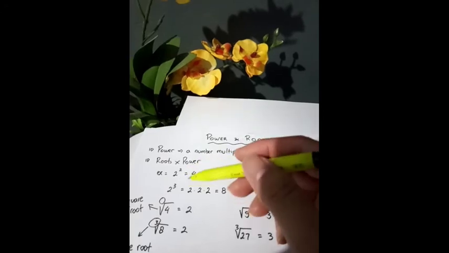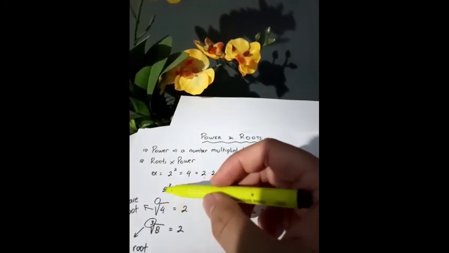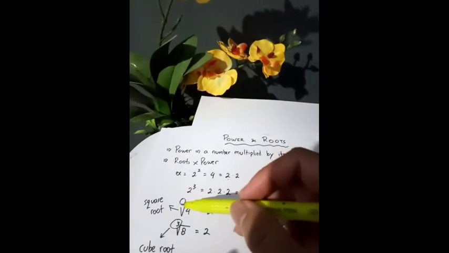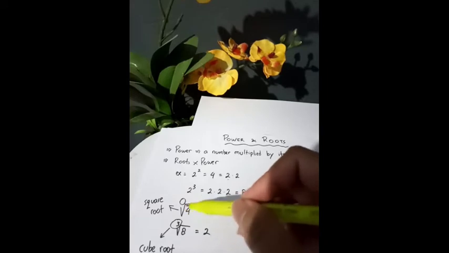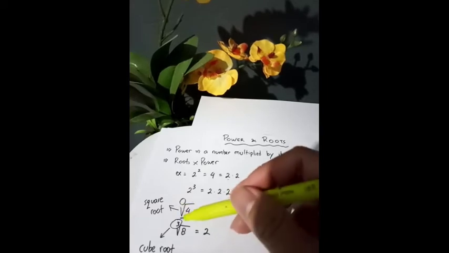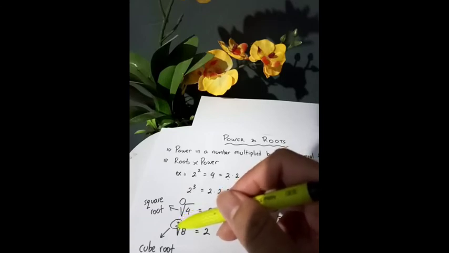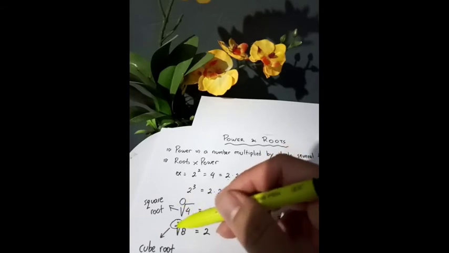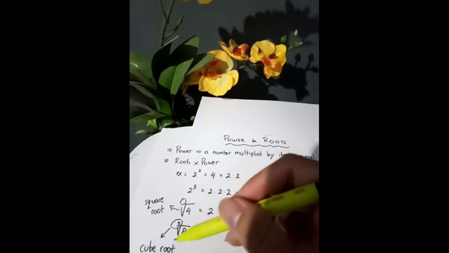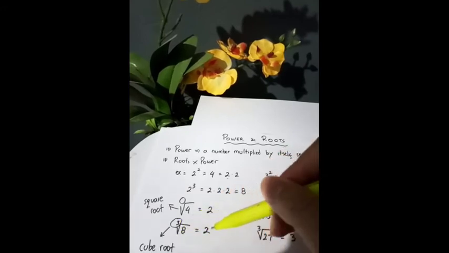How about roots? Root of 4. Nah, it's called square root. Square root of 4 equals 2. And then if we write 3 in here above the root sign, it means cube root. For this, cube root of 8 equals 2.